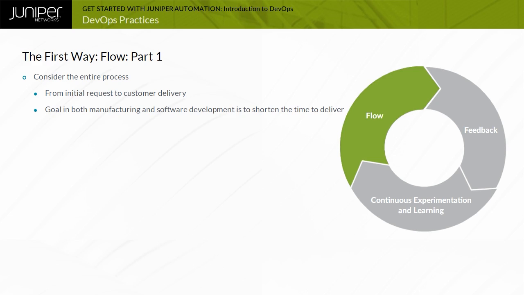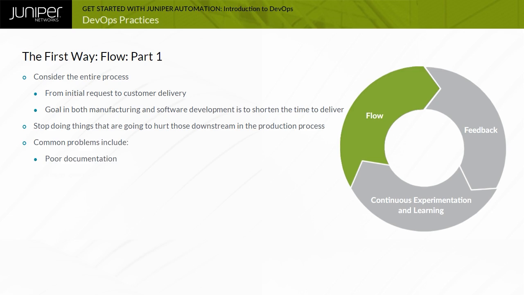One of the first things an organization can do to improve process flow is to stop doing things that are going to hurt those downstream in the production process. All participants need to understand the production flow and how what they do affects others in the organization later on. Common problems include poor documentation, sloppy code, or implementing new features without sharing that information with others in development and IT.